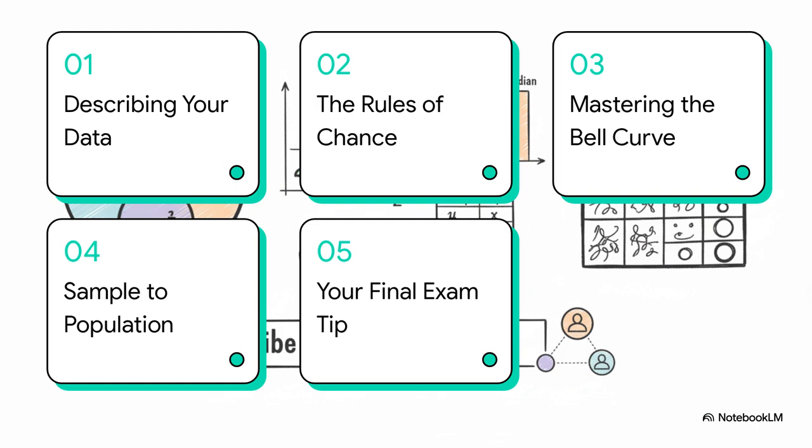So here's our game plan, our survival guide. First, we'll tackle how to describe data. Then we'll jump into the rules of chance, probability. After that, we are going to master the famous bell curve. Then we'll cover how we go from a small sample to the whole population. And to wrap it all up, I've got one final tip to tie everything together.